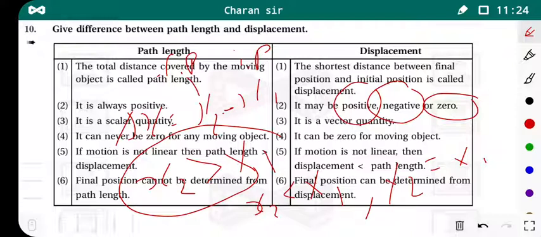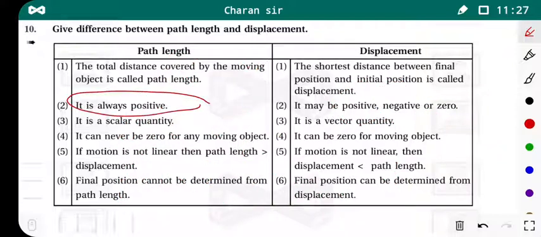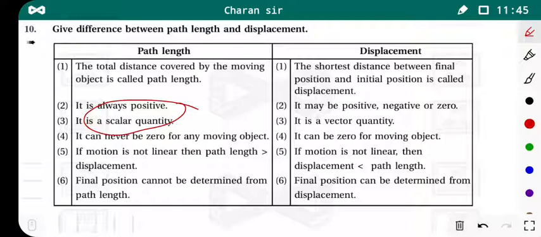Okay, so in short, the path length will always be positive, while displacement may be positive, negative or 0. Also the path length is a scalar quantity. Why? Because the path length can be defined only by magnitude, no need to specify the direction. But for defining the displacement we need both the magnitude and the direction. Because of that displacement is a vector quantity.